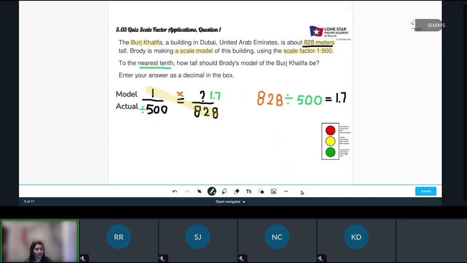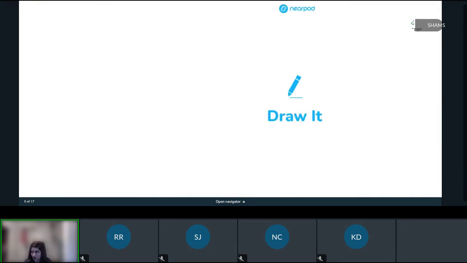There was little to no confusion with question 1. And then question 2 is also very similar, and there is very little tricky part in question 2. So let's see how question 2 looks.